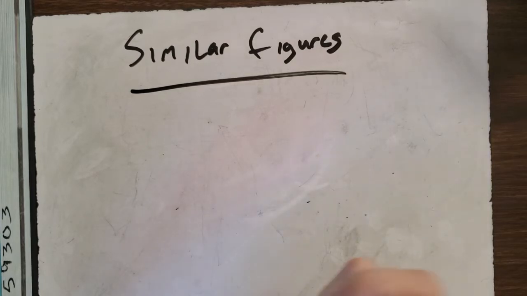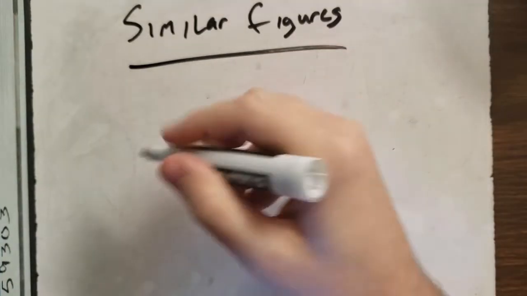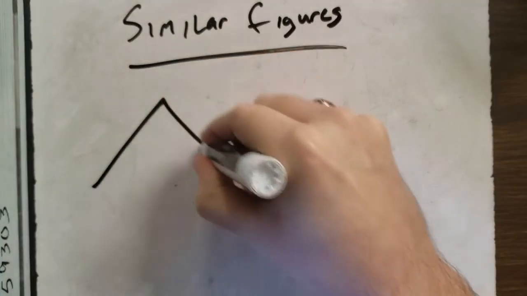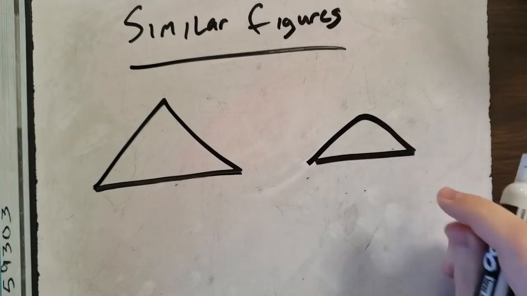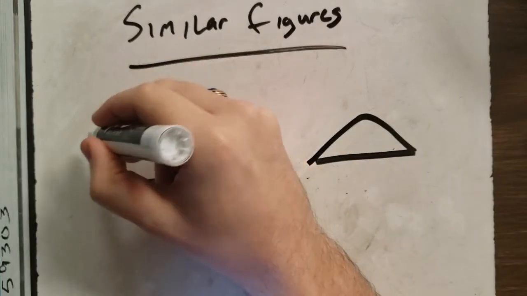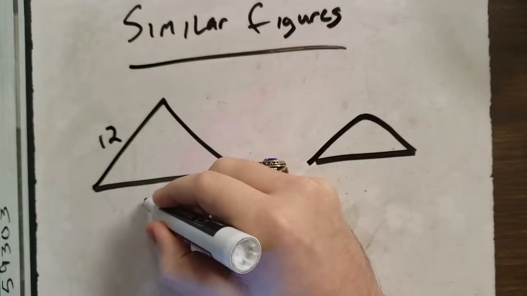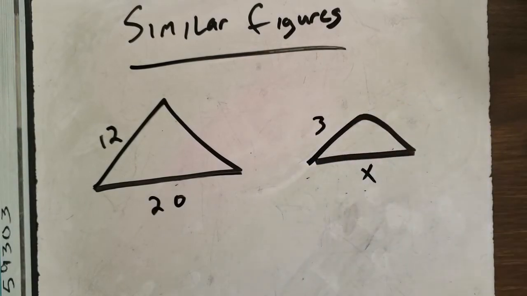So basically what they want you to do is try to find the missing side of a figure. So for example, if we take this first example, we'd have two triangles, right? One's bigger and one's smaller, and it's supposed to be the same triangle. Let's say this side is 12, and this side is 20, and this side is 3, what's that side there? And so your job is to figure out what x is.